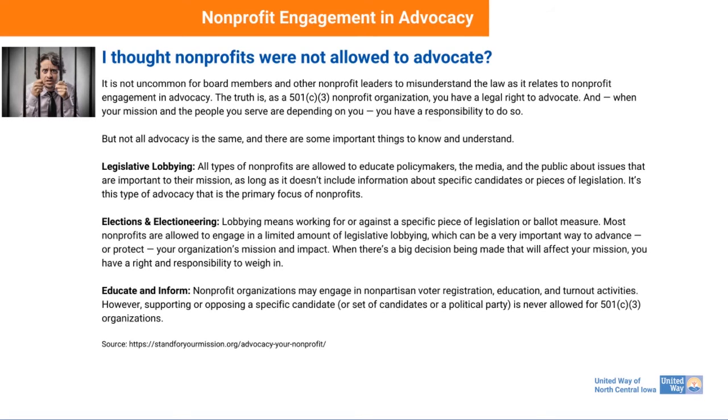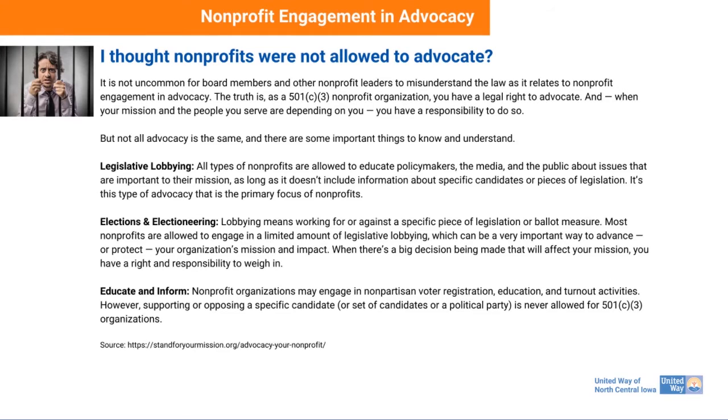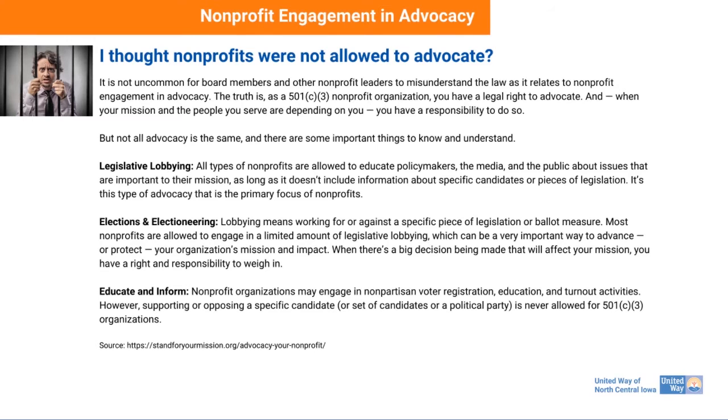Elections and electioneering. Lobbying means working for or against a specific piece of legislation or ballot measure. Most nonprofits are allowed to engage in a limited amount of legislative lobbying, which can be a very important way to advance or protect your organization's mission and impact. When there's a big decision being made that will affect your mission, you have a right and a responsibility to weigh in.